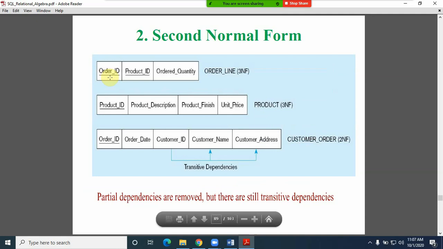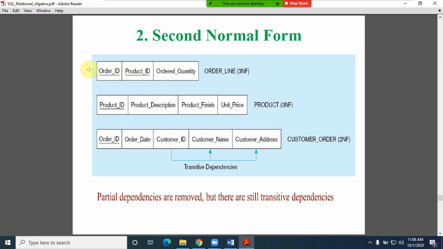The first table, as usual, is order ID and product ID. This is the original table, order ID and product ID, and order quantity. This order quantity is a non-key attribute, but it is fully dependent on the order ID and product ID. It completely depends on this composite key of order ID and product ID, so this table is in the second normal form, because our requirement is that the non-key should completely depend on the composite key.